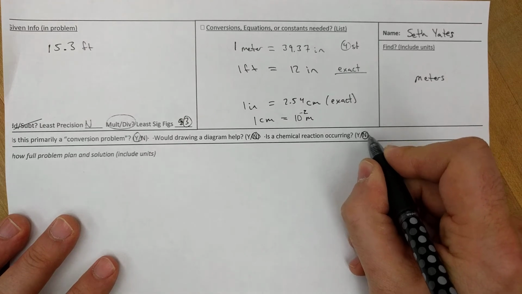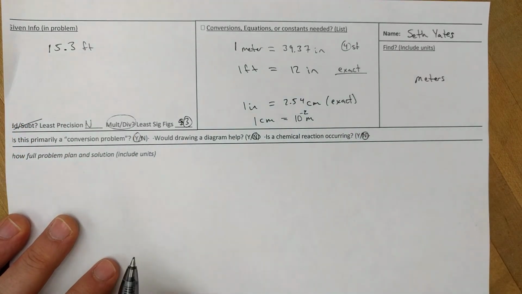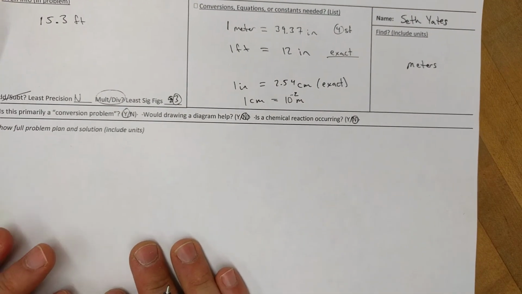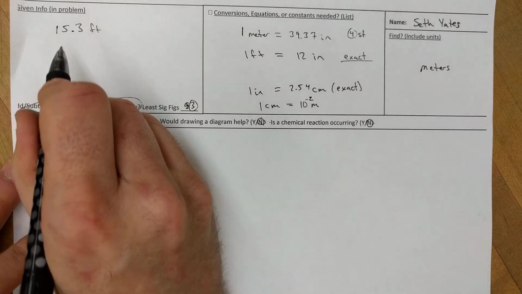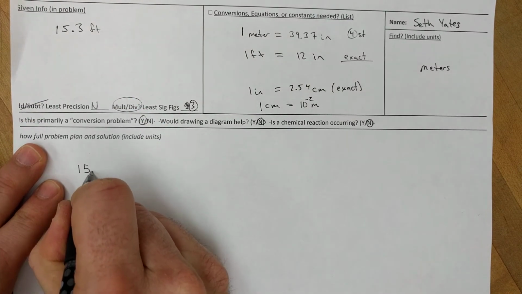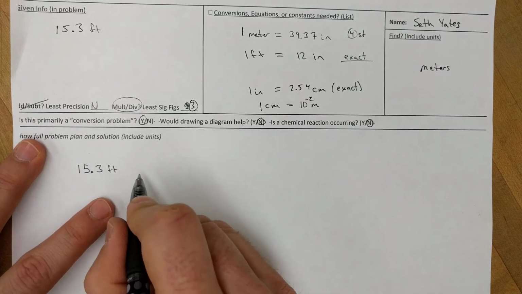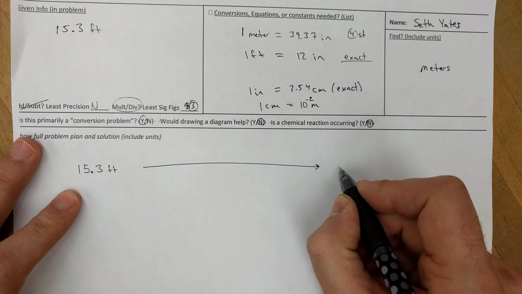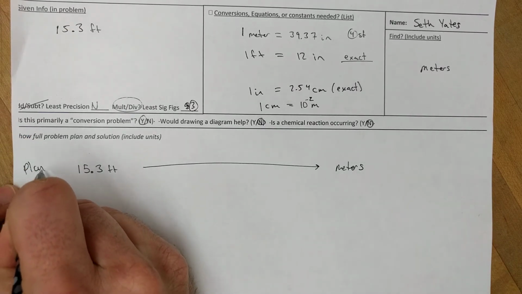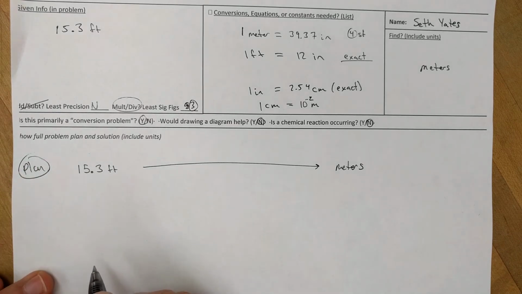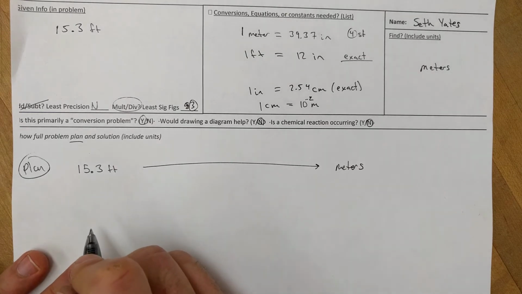And no chemical reaction is occurring. I'm just comparing the length in one unit to turn it into a length in a different unit. So we're going to set this up as a conversion problem. I'm going to start with the given information over here, 15.3 feet, and I'm going to try to convert that to meters. Right now I'm just going to work on a plan for this problem. You don't have to do it exactly this way, but it's a good idea.